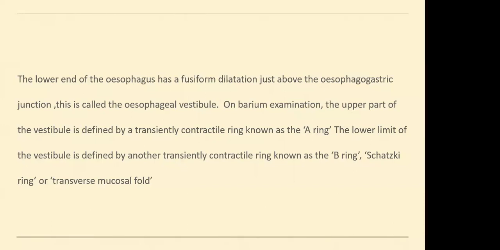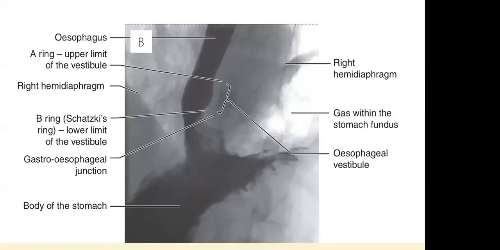This is the lower end of the esophagus at the esophagogastric junction. It shows the vestibule, bounded at its upper limit by the A ring and the B ring, and then the gastroesophageal junction leading to the stomach.